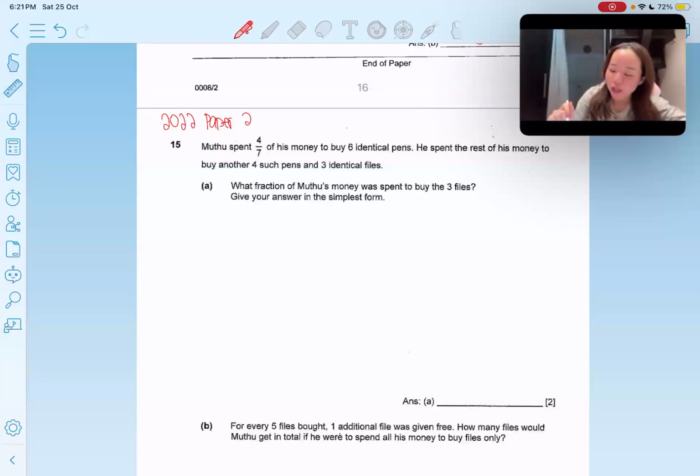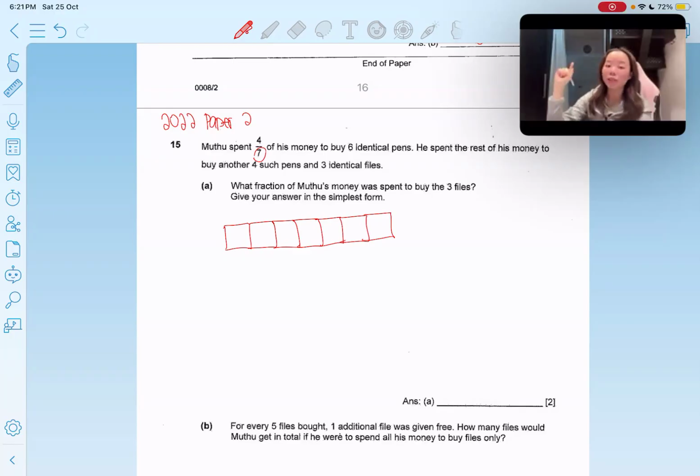Muthu spent 4/7 of his money to buy 6 identical pens. When you see 4/7, the good thing is there's only one fraction in this question. We just look at the denominator. Very likely we will have to draw how many units? Correct, 7 units. So I'm going to draw 7 units. 1, 2, 3, 4, 5, 6, 7. Out of these 7 units, how many units did Muthu spend to buy 6 pens? Muthu spent 4 units. Write it down, 4 units. So it's easier. Muthu spent 4 units on 6 pens.